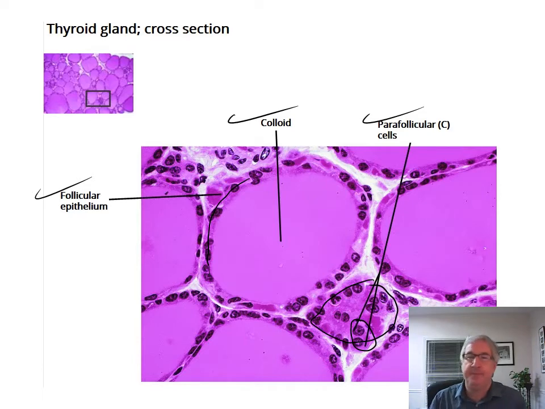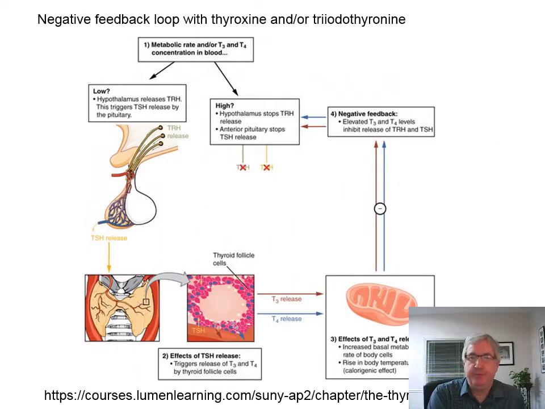Okay, next slide. On this slide we're talking about a negative feedback loop with thyroxine and triiodothyronine. That's T3, and this is T4. So what happens is, depending on the concentration in the blood, let's say the concentration drops, so they went low, the hypothalamus is going to sense this and decide to release thyrotropin releasing hormone.